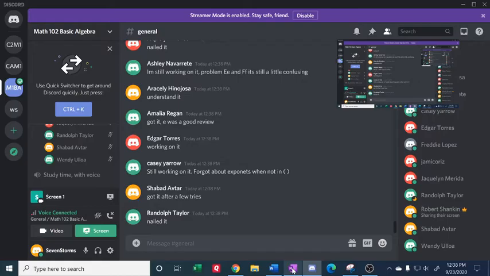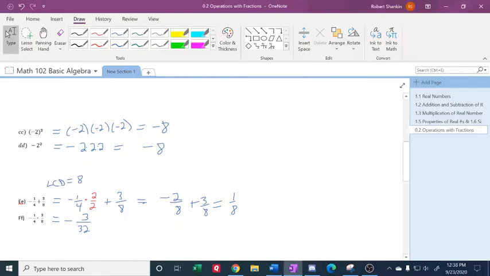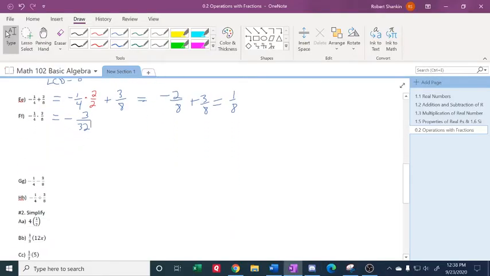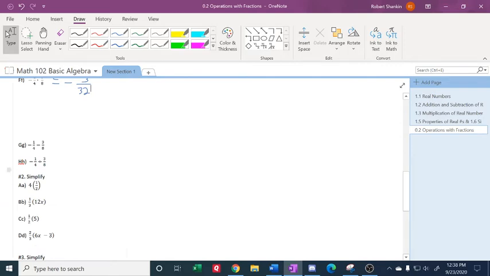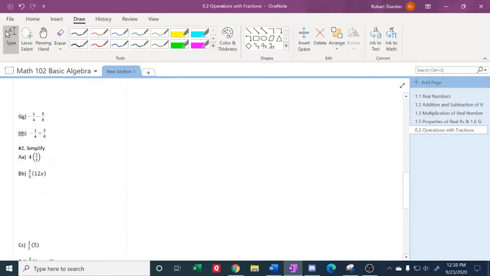Alright, thanks for the feedback, and let's go to, let me have you do these next group of 4 problems here. G, H, and then number 2, A and B.